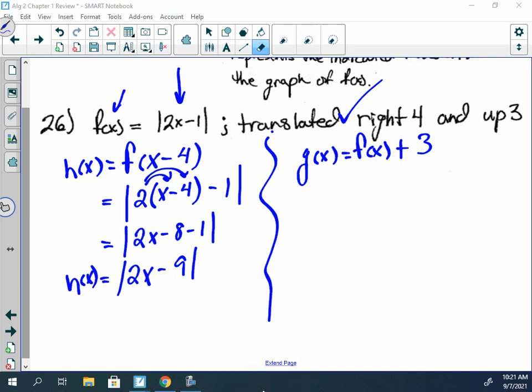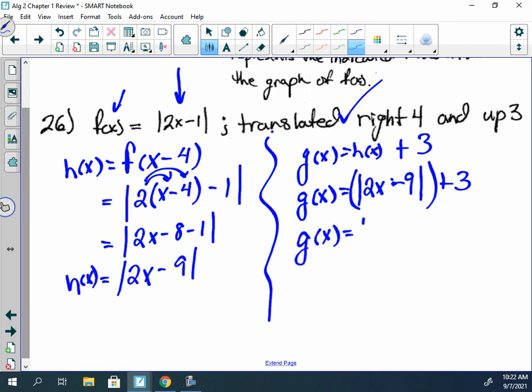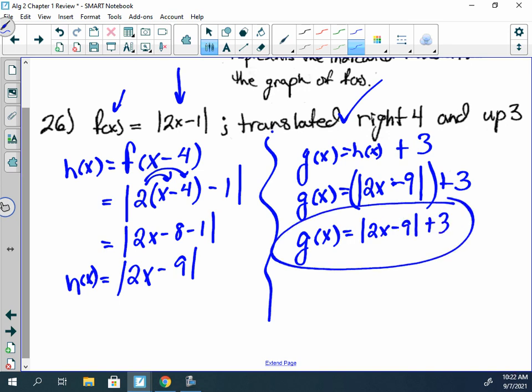Or sorry, not f of x, it should be h of x, because our middle step is h. Now what is h of x? The absolute value of 2x minus 9, and then we have our plus 3. Well, that's just going to be the absolute value of 2x minus 9 plus 3. Because the plus 3 will not go inside the absolute value bars. And that's it.